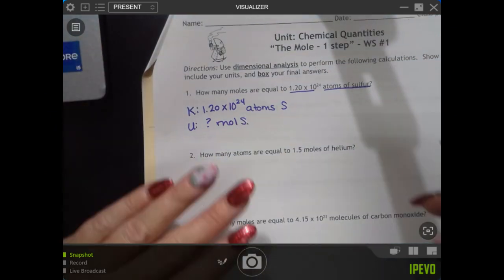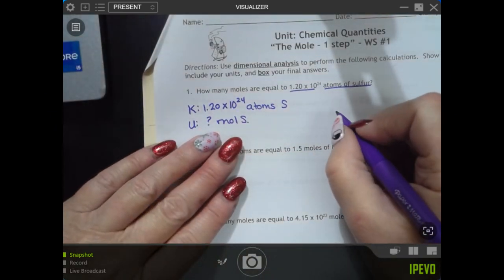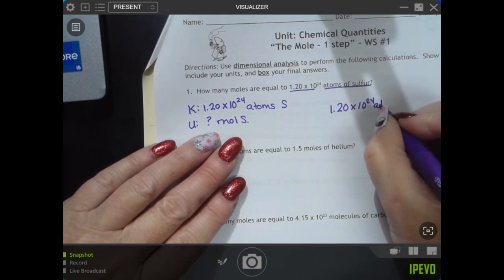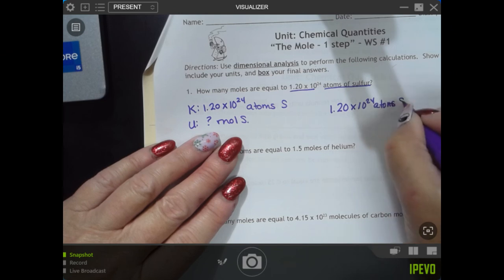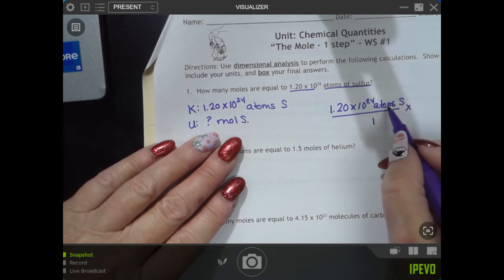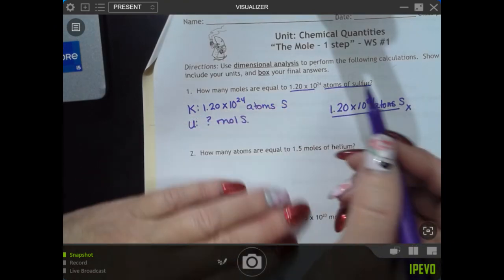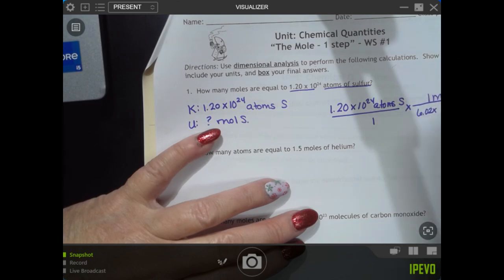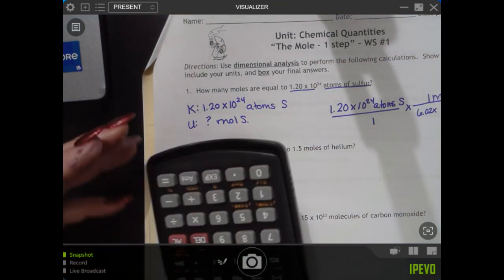If I set this up, I start with my given, 1.2 times 10 to the 24th atoms of sulfur over 1. Now we need to multiply it. So we need atoms to go on the bottom. The number of atoms is going to be Avogadro's number. So 6.02 times 10 to the 23rd atoms is equal to 1 mole of sulfur. Now I am going to do the math.